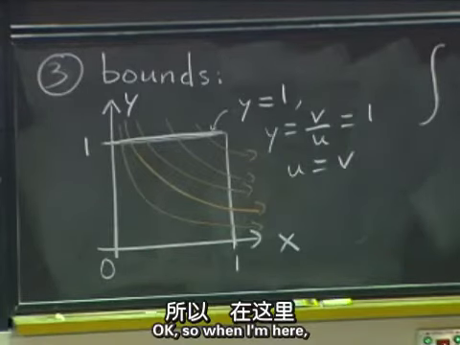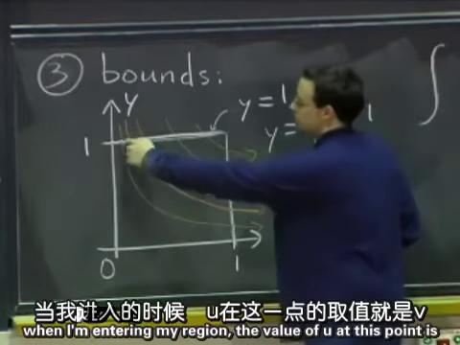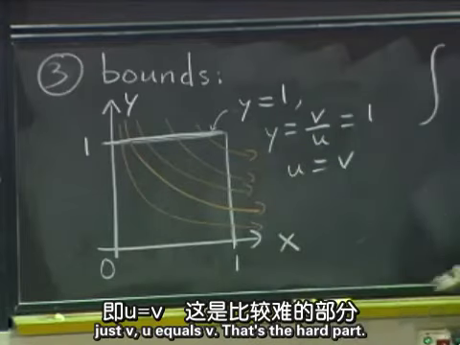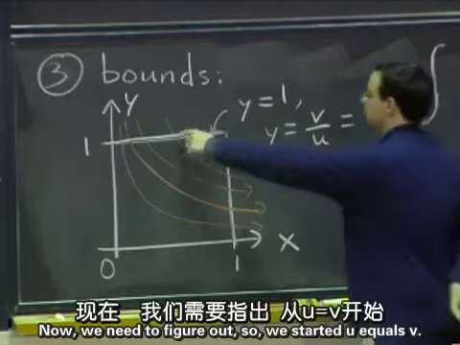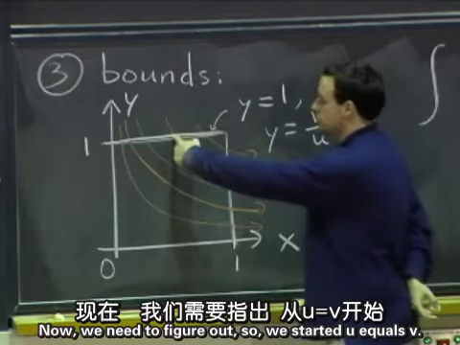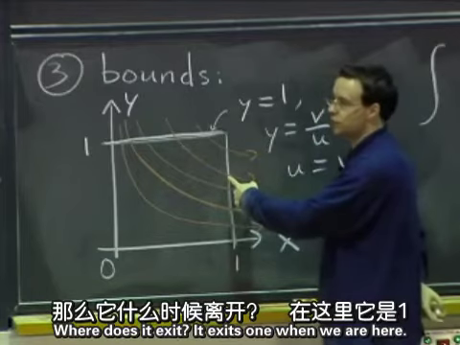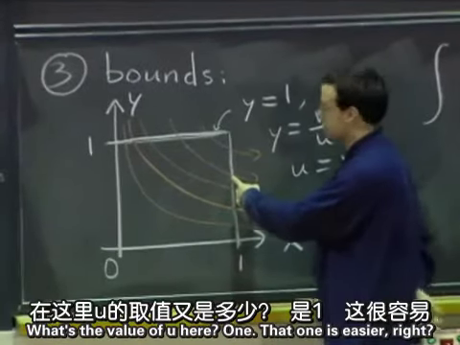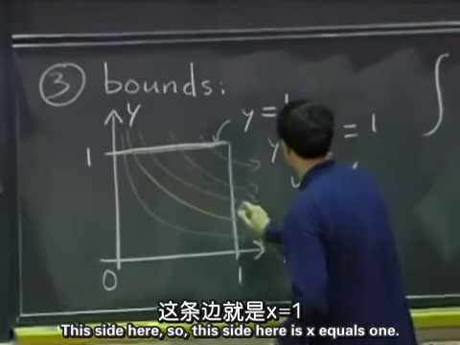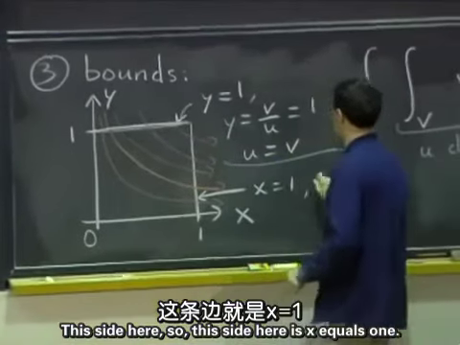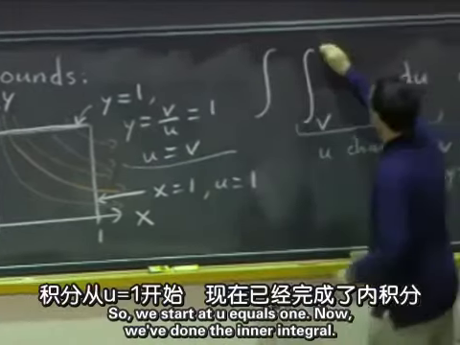Okay? So when I'm entering my region, the value of u at this point is just v. u equals v. That's the hard part. Now, we start at u equals v, u increases, increases, increases. Where does it exit? It exits when we are here. What's the value of u here? 1. That one is easier, right? This side here is x equals 1. That means u equals 1. So we stop at u equals 1.